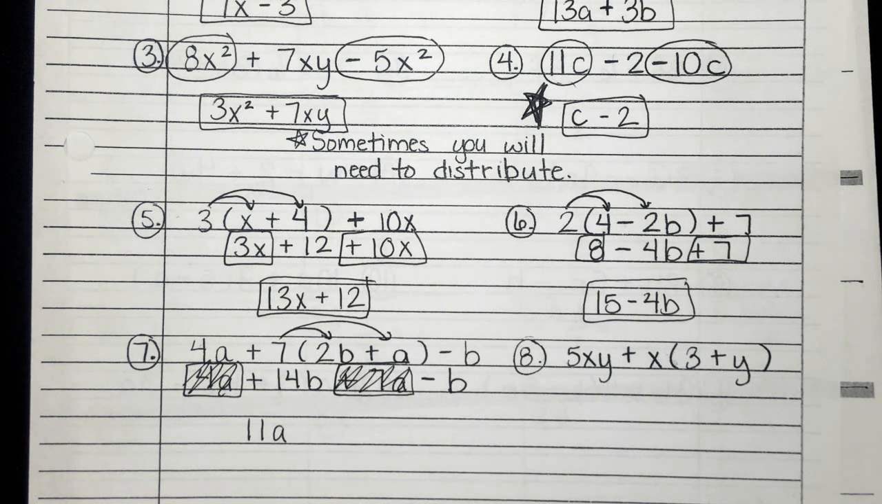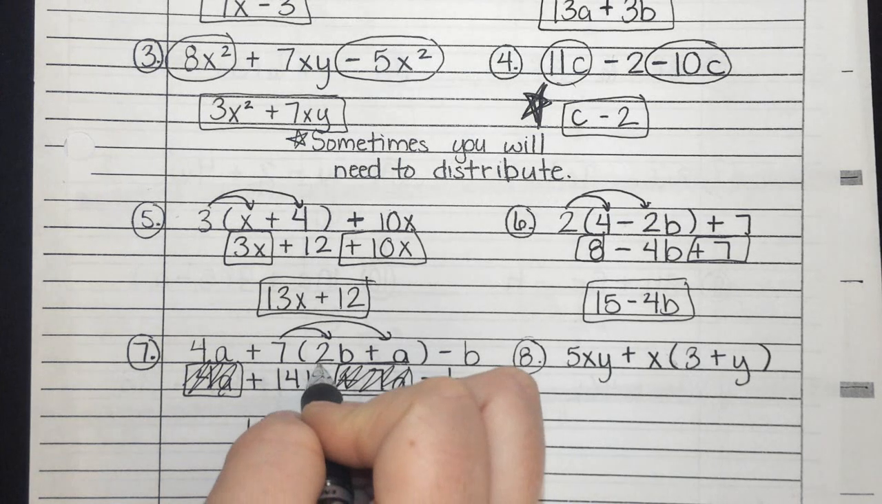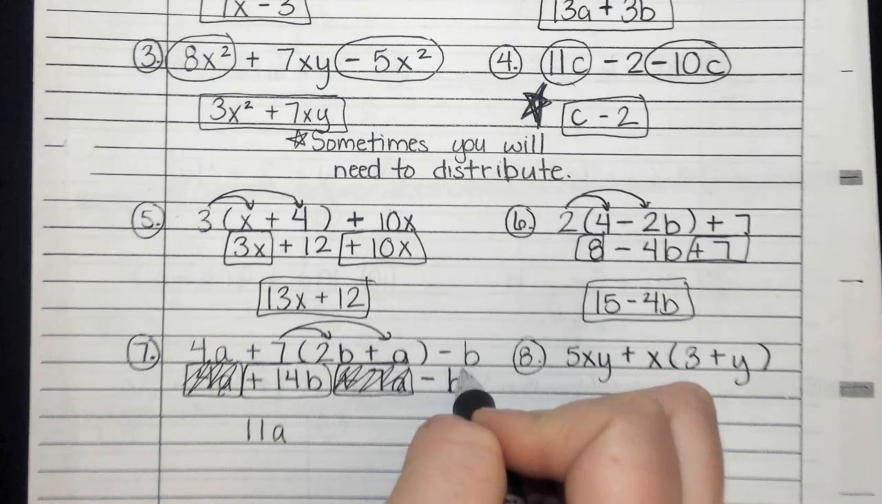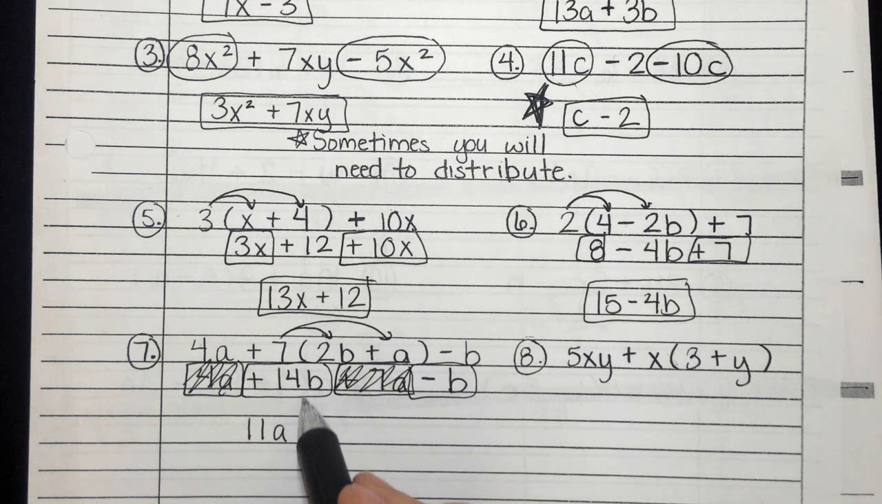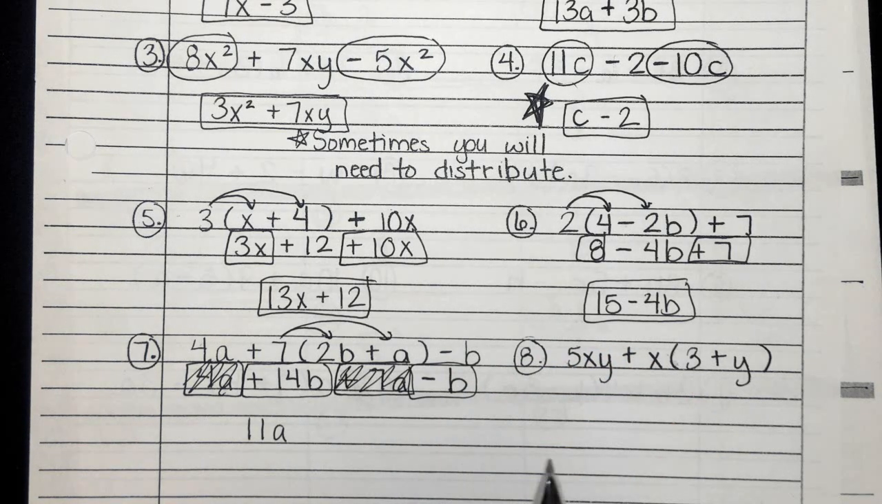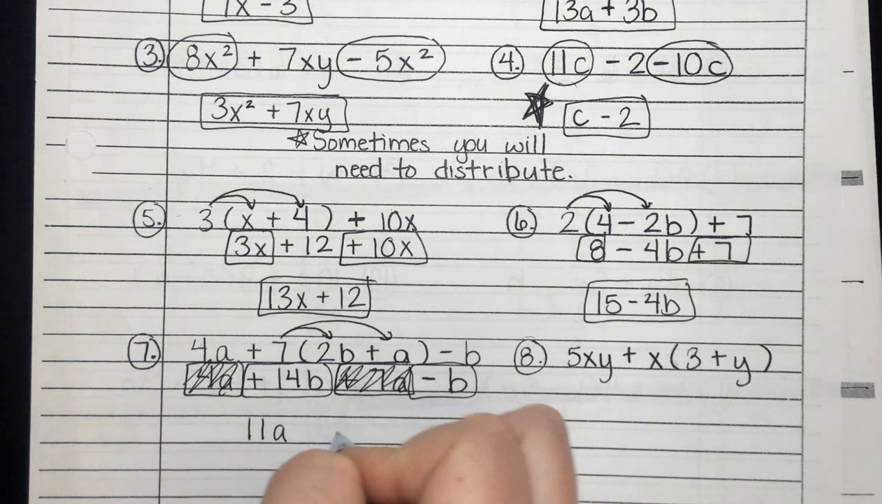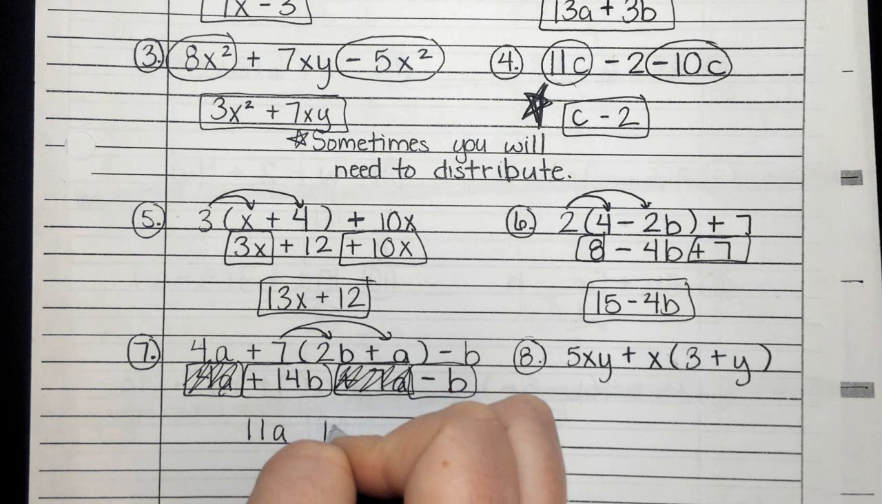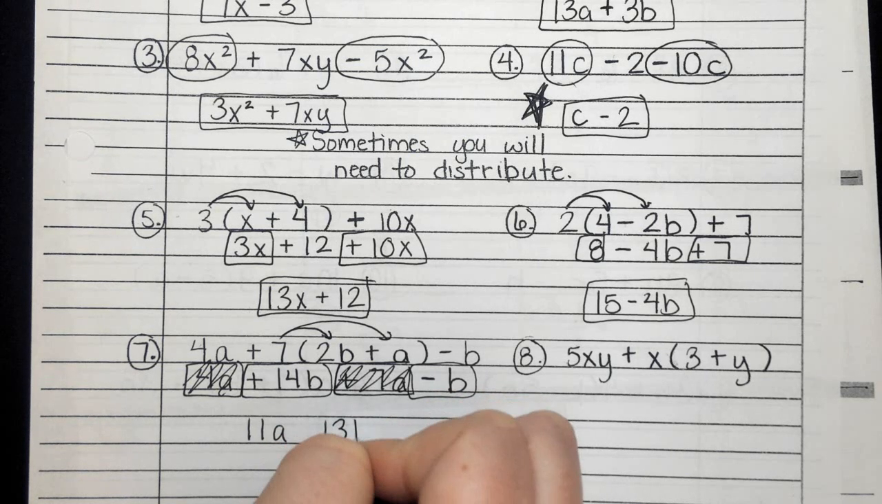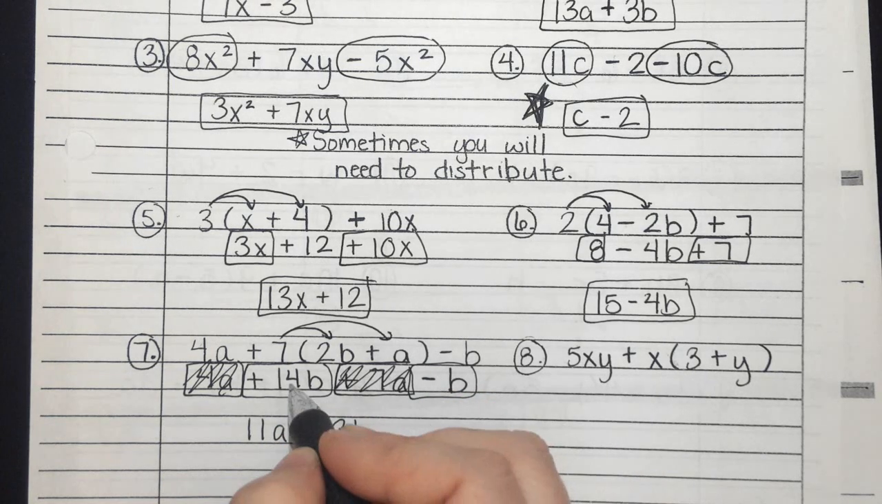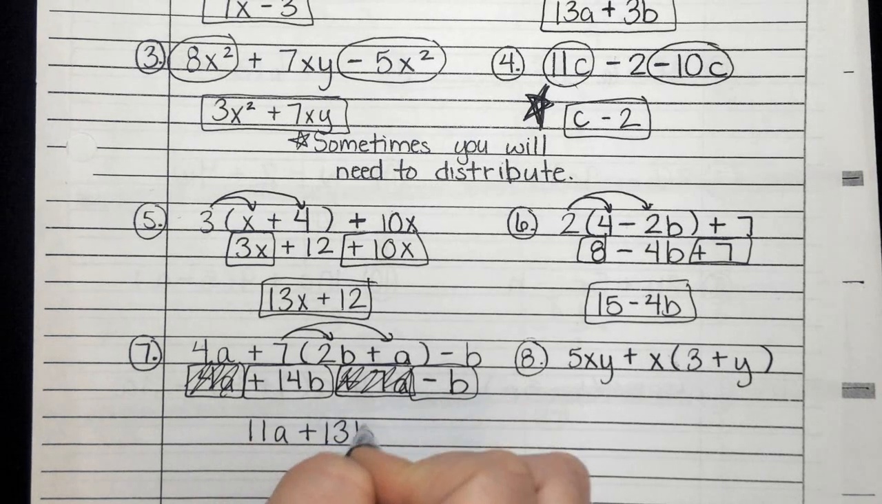Okay, is there anything else that's going to match here? Macy? So we have plus 14b minus b. If I have 14b minus b, what is that going to give me? Connor? 13b. So 14b minus b is 13b. I've used the minus sign, so what do I need to bring down? Addition. The addition sign.